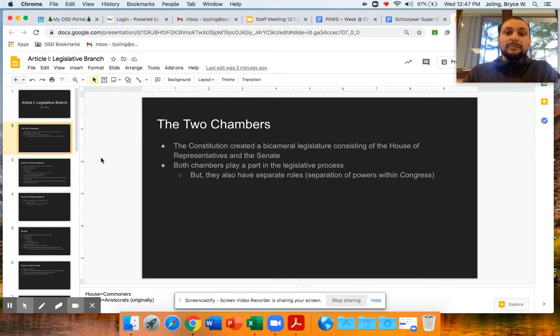Both chambers play a part in the legislative process, but they each have their own distinct powers. This is a way to build in checks and balances, not just between the branches, so not just between the executive, the legislative, and the judicial, but with this bicameral Congress, there are also checks and balances built in between the two houses, the House and the Senate.